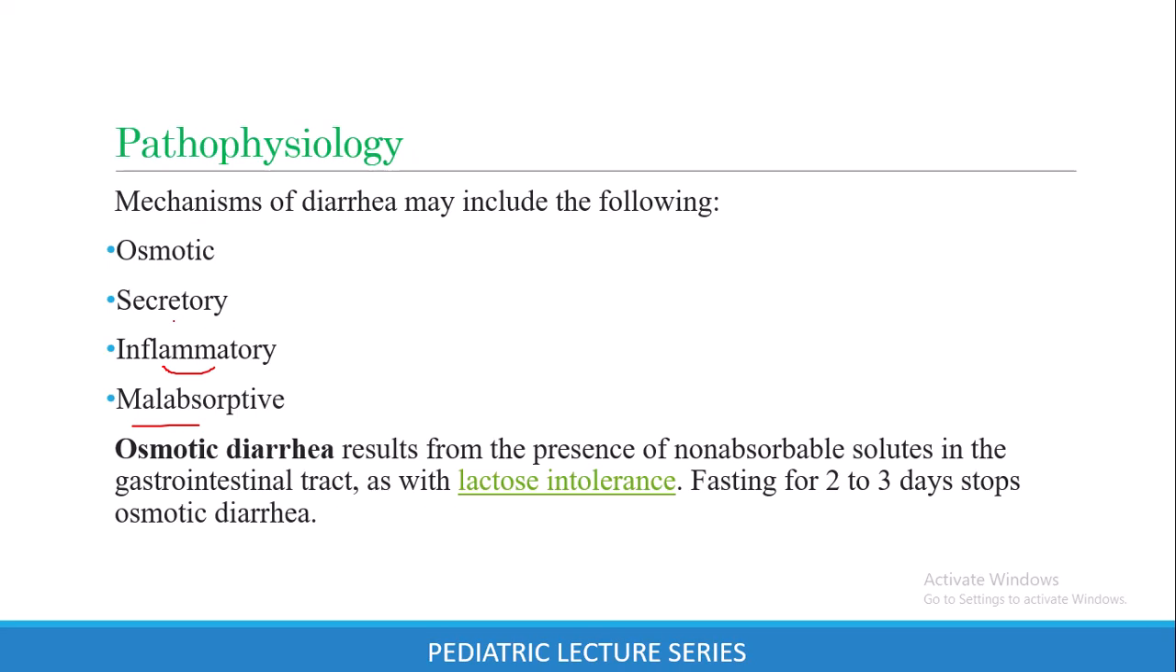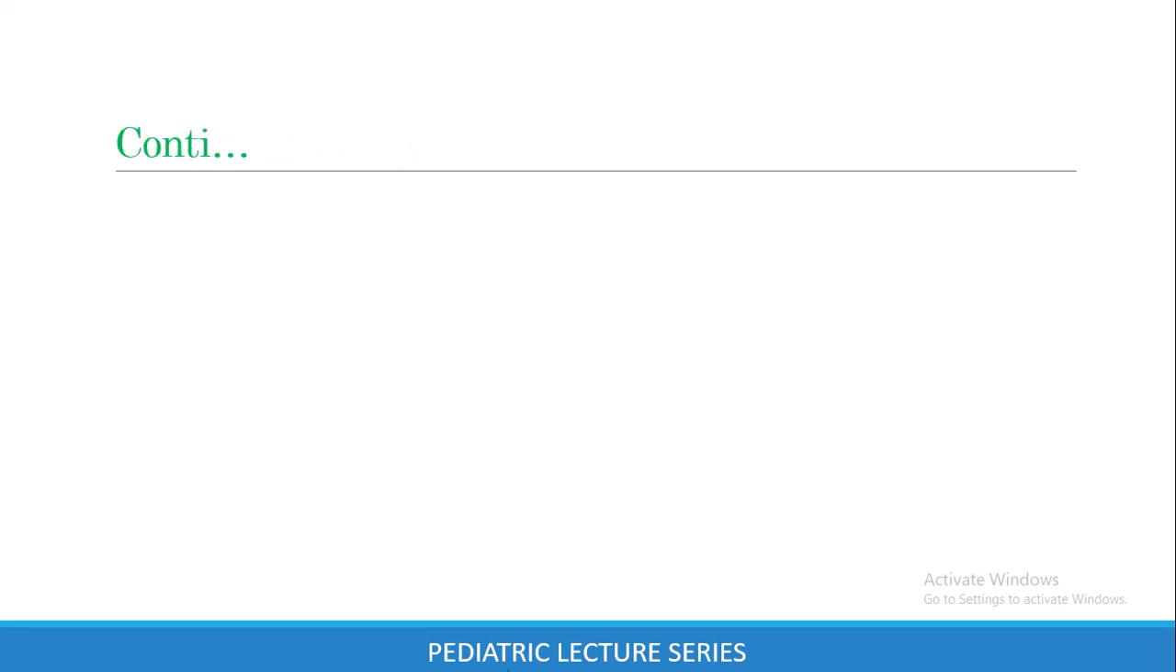In explaining the details, in osmotic, from the word osmotic, you have the presence of non-absorbable solutes. For example, sugars that have been taken through carbohydrates, they accumulate in the GIT. When they accumulate, there is generation of the gradient and then the absorption of fluids from the surrounding into the lumen, bringing about diarrheal illness. And mostly, if the individual fasts, within 2 or 3 days, the osmotic diarrhea will stop.